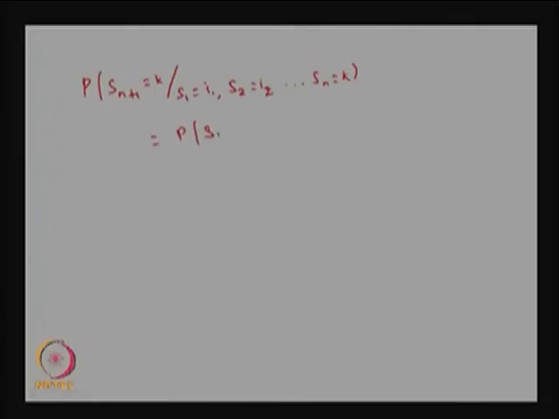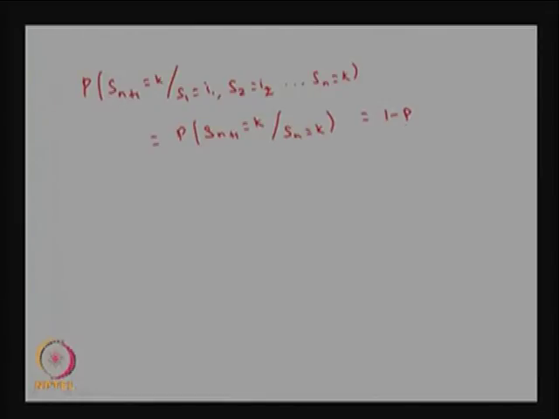The probability of Sn plus 1 is equal to k, given that Sn is equal to k, is the same as the probability that the value was the same k in the subsequent trial. That is the probability of a tail appearing in the n plus 1th trial. Therefore, the probability of a tail in the n plus 1th trial is 1 minus p, or I can use the notation q.